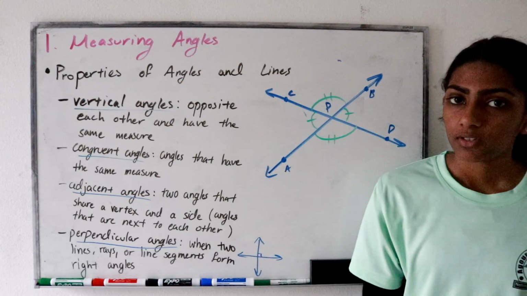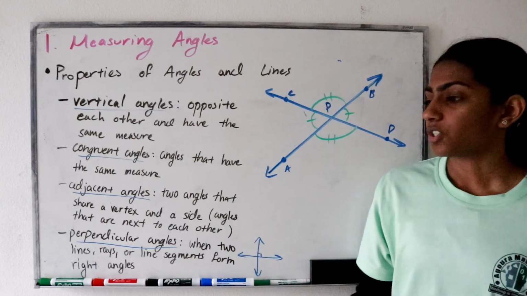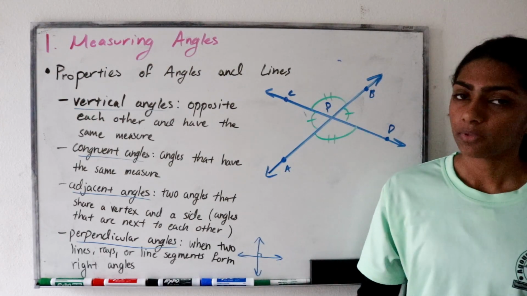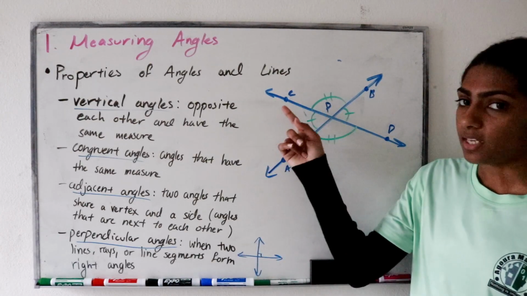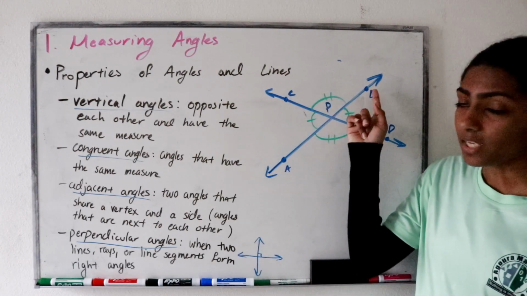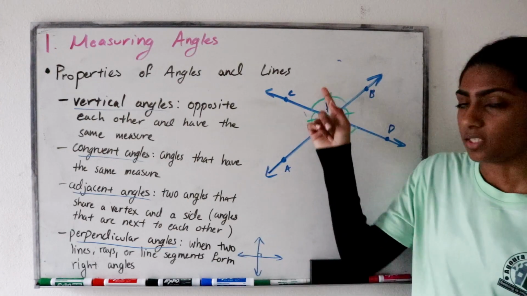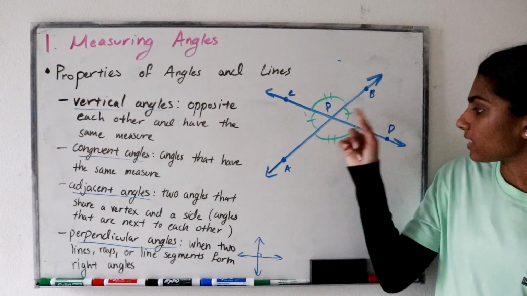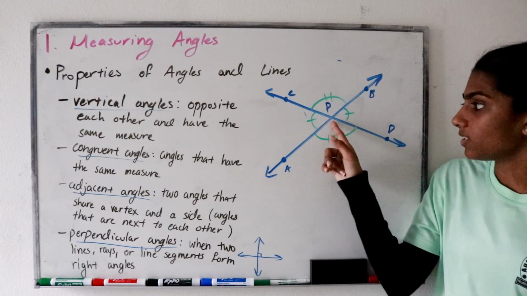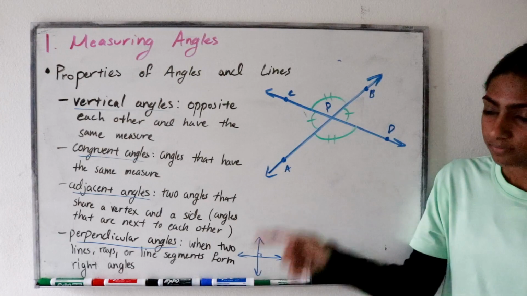Next are adjacent angles. So adjacent angles are 2 angles that share a vertex and a side, or just simply 2 angles that are next to each other. So if you see right here, angle APC and angle CPB are next to each other, so they are adjacent. Same with angle CPA and angle APD. They're right next to each other. They share a vertex and a side.